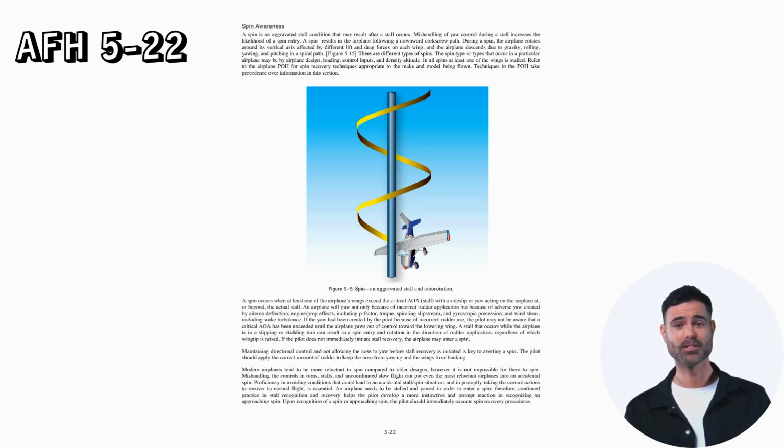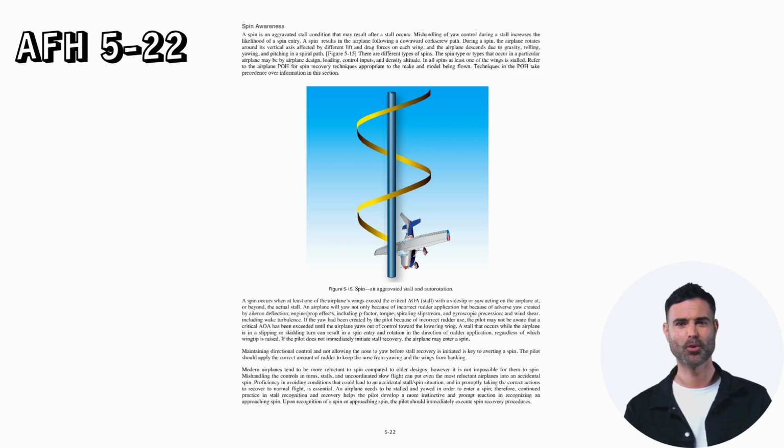A spin results in the airplane following a downward corkscrew path. During a spin, the airplane rotates around its vertical axis, affected by different lift and drag forces on each wing, and the airplane descends due to gravity, rolling, yawing, and pitching in a spiral path. There are different types of spins.